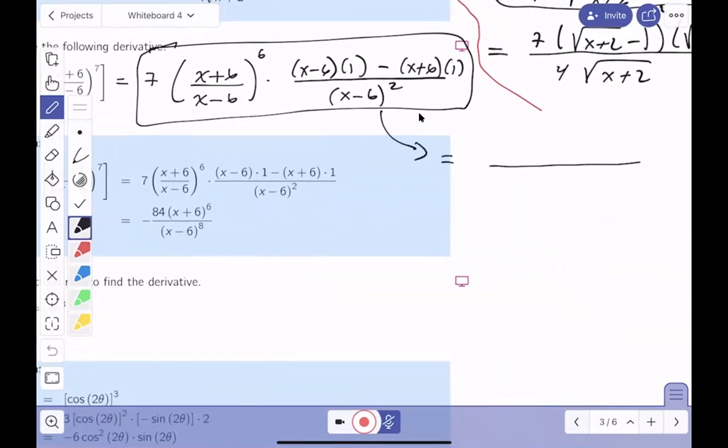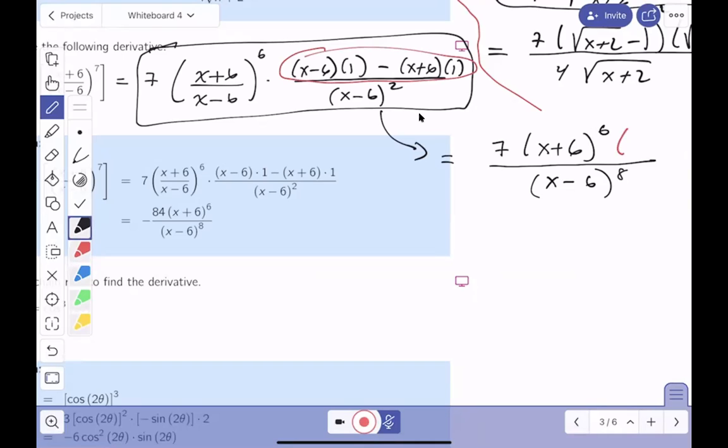And what do I notice? I notice on the bottom, I have x minus 6 down to the 6th, 2 times, 8 times. On top, what do I have? I have 7 times x plus 6 to the 6th times, I'm going to circle this guy over here, and I want to simplify that. What would that give you? x minus 6 minus x minus 6, which would be minus 12. All right, I'll put that down for you.